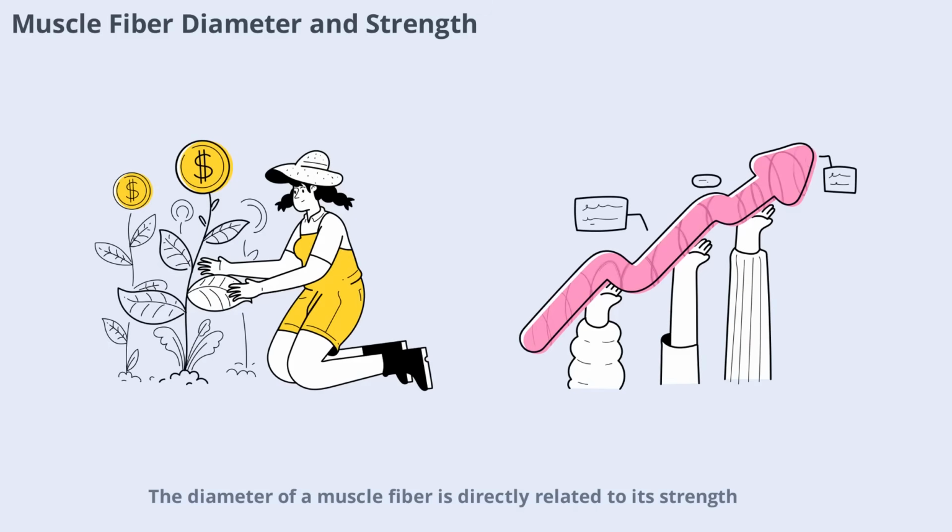Diameter of a muscle fiber is directly related to its strength. Larger fibers can generate more force, which is why resistance training that increases fiber diameter also boosts muscle strength. This relationship is a key reason why athletes focus on specific types of training to enhance performance, depending on whether they need more strength, speed, or endurance.